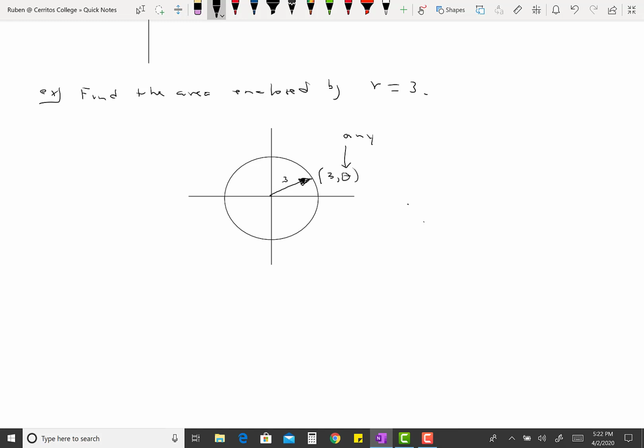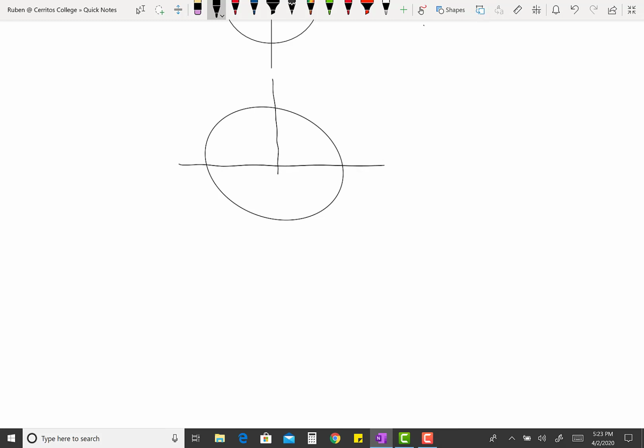So what I'd like to do is to find the area of that circle, and I don't want to do it by geometry. We have a formula that says that the area of a circle is pi r squared. I want to do this using calculus. So this is how we do this. Here's our circle in the polar plane.